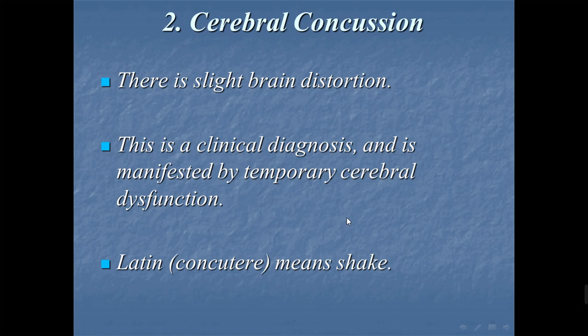Cerebral concussion. Cerebral concussion also affects the whole brain, but to a lesser extent, with less severity than diffuse axonal injury. Here, what will happen? From its name, there is slight brain distortion. This is a clinical diagnosis and is manifested by temporary cerebral dysfunction, for example, temporary loss of consciousness. From its name, Latin concutire means shake. So in this case, there is brain distortion but without organic structural damages. And as I mentioned, it's a clinical diagnosis.